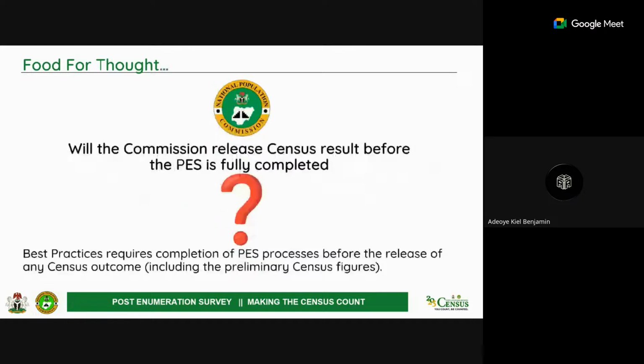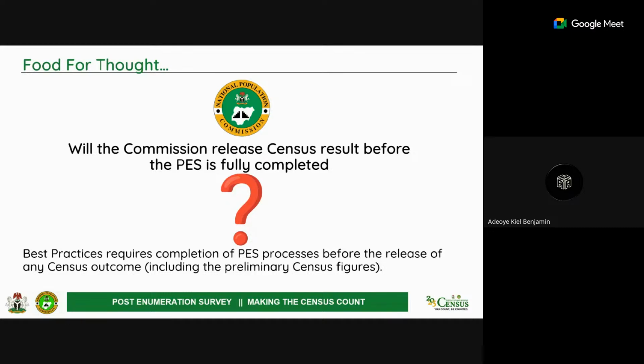Then will the Commission release census results before the PS is fully completed? We know what we do in Nigeria. After a few weeks, they will release preliminary results. And then if you come and do the PS and you find a lot of discrepancies, how can you go and tell a place you have told they have this population that because of the discrepancy we have adjusted and brought down their population, cause crisis in the country?